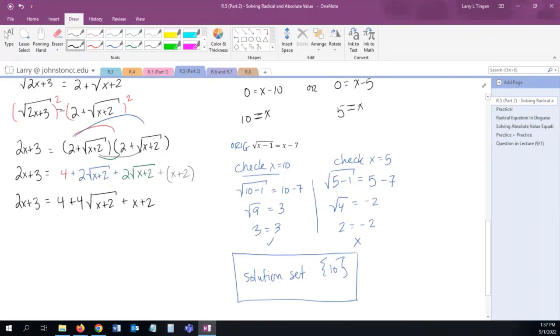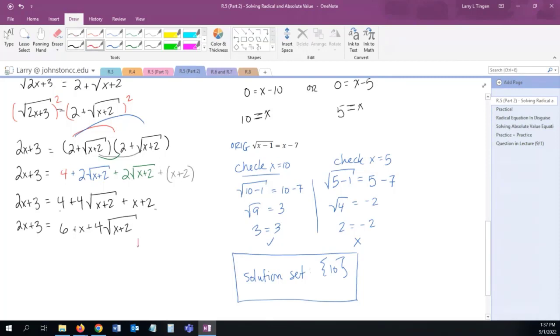So if you're looking at it thinking, oh God, what do I do next? Remember, my goal is to liberate that x out from under the root. Can I do any math on the right? Yeah, this 4 and 2 are alike. 4 plus 2 is 6. There's an x over here. And then there's the 4 square root x plus 2.